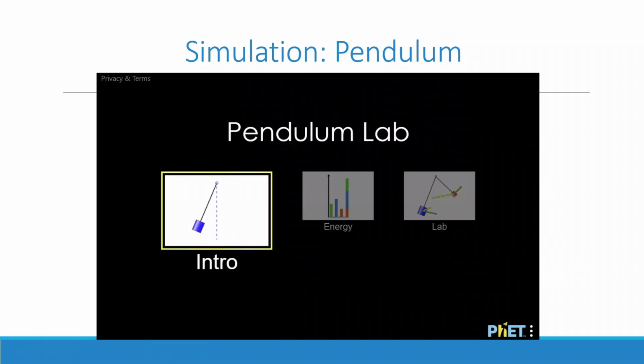So our second example is going to be the pendulum.